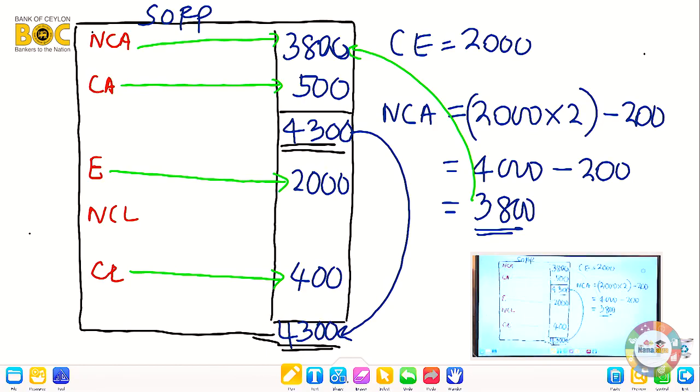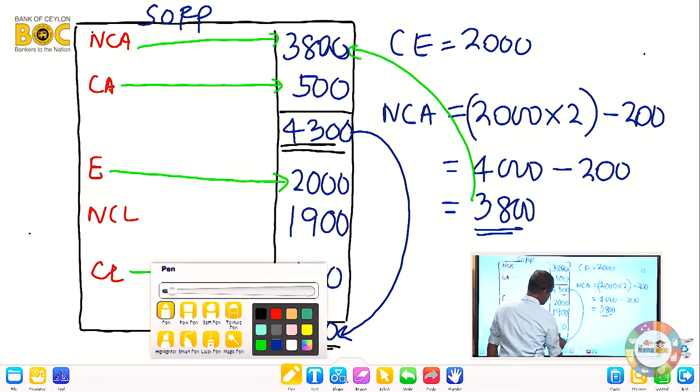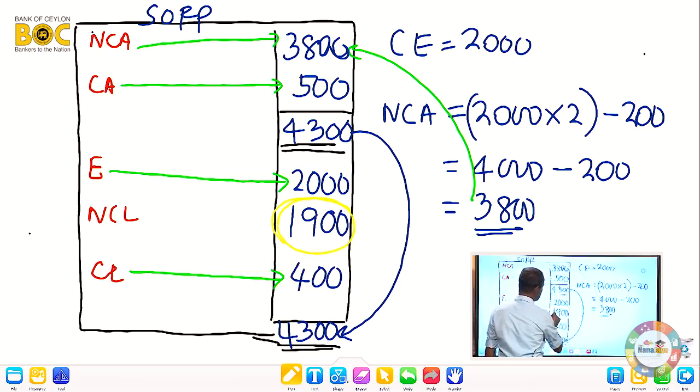You can remember the basic accounting equation, the second lesson we learned: assets equal equity plus liabilities. Then you can calculate the missing value here. Non-current liabilities value you can calculate: 1,900,000.